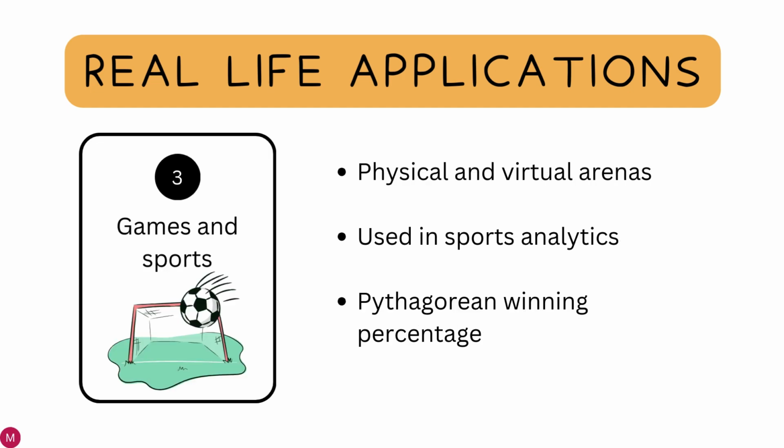One more example of the Pythagorean theorem being used in everyday life is in games and sports. By applying it, athletes, coaches, and gamers can make more informed decisions, improve strategies, and enhance performance in both physical and virtual arenas. It is most commonly used in sports analytics to calculate a team's expected winning percentage based on the points they scored and allowed, essentially estimating how many games they should have won, often referred to as the Pythagorean winning percentage.